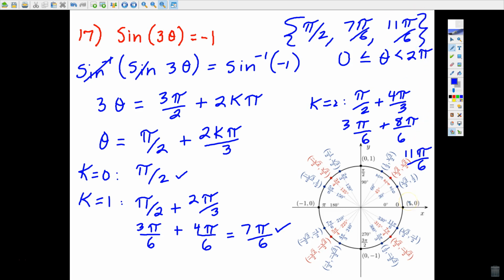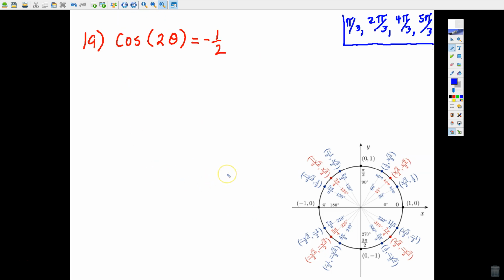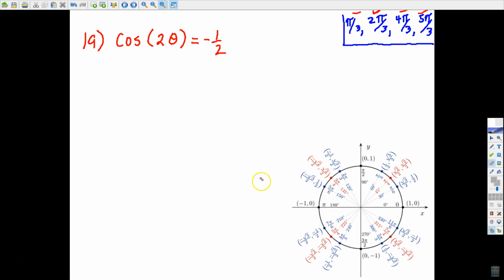So that's the process, and the only time you have to do this process is when there's a number, a factor, multiplied times the angle theta. So we might need to practice those a few times. Let's try another one. So let's work through number 19.